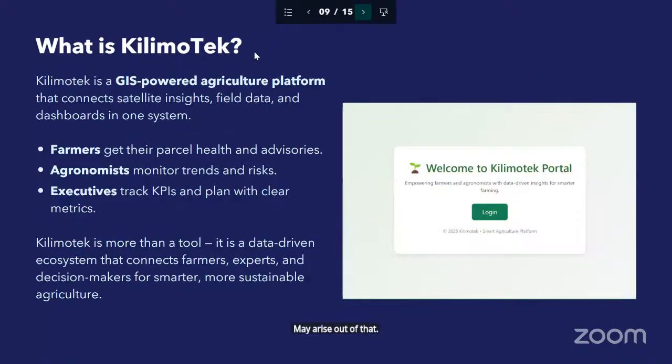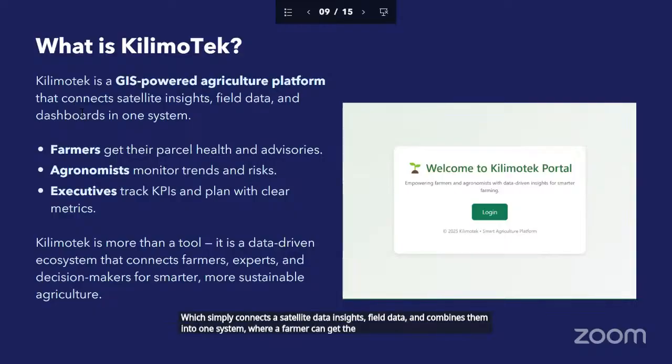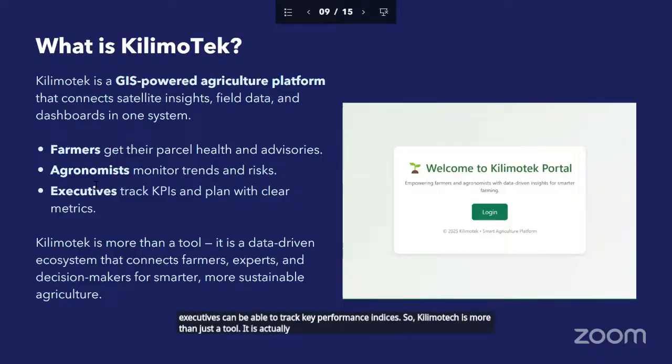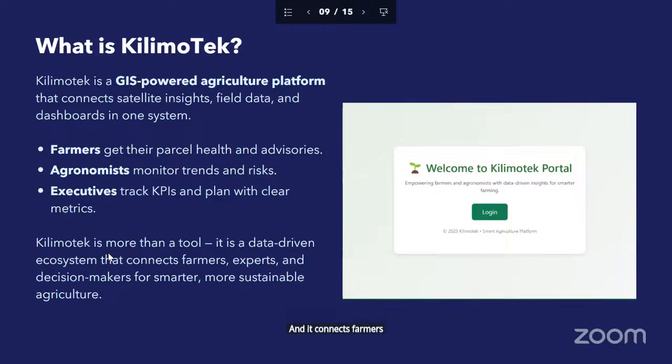Now, what is Kilimotech? Kilimotech is a GIS-powered agricultural platform which connects satellite data insights and field data, and combines them into one system where a farmer can get the parcel health and advisories for their parcels. The agronomists can monitor trends and risks, and the executives can track key performance indices. So Kilimotech is more than just a tool. It is very data-driven, and it connects farmers, experts, and decision makers for smarter, more sustainable agriculture. That is Kilimotech for you.